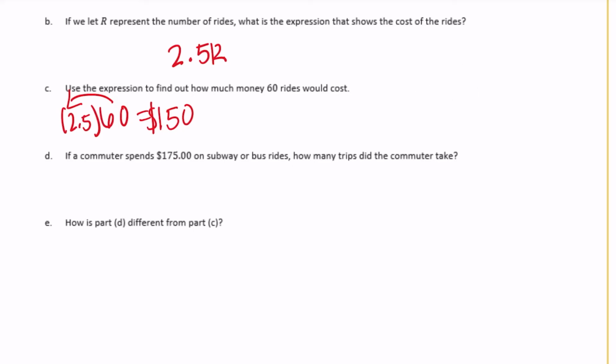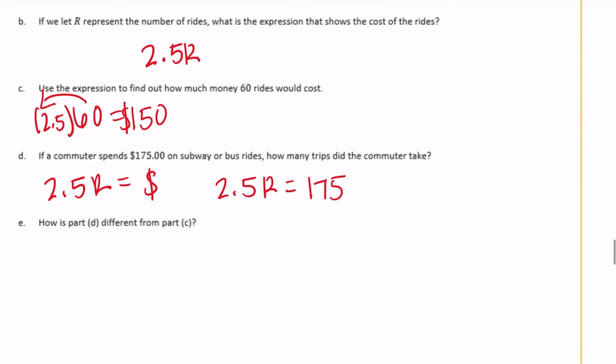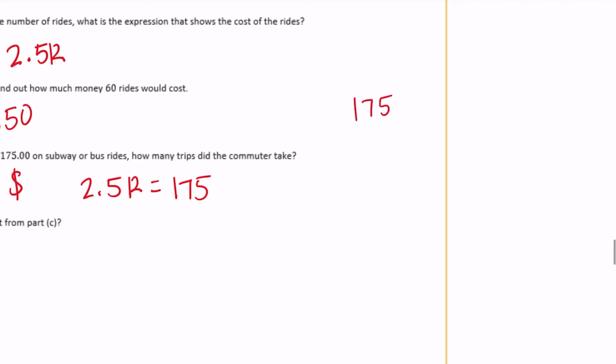Erase that so that I can read the next question. If a commuter spends $175 on subway or bus rides, how many trips did the commuter take? So this time, they tell us how much they spent. So instead of 2.5 times R would equal the cost, we have the cost. So 2.5 times, we don't know how many rides, is equal to 175. So we need to work backwards and divide. So let's do 175 divided by 2 5/10. Move the decimal point over one place.